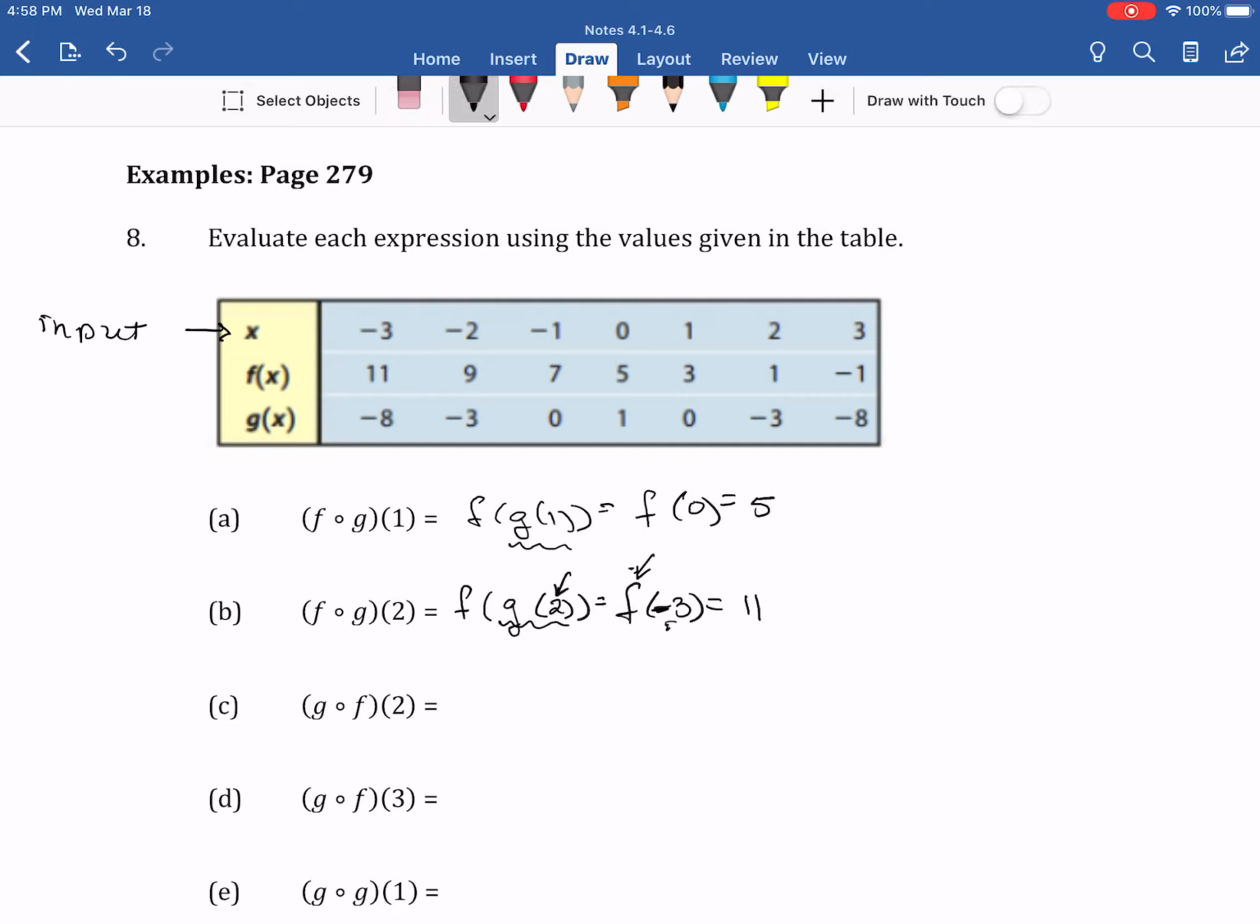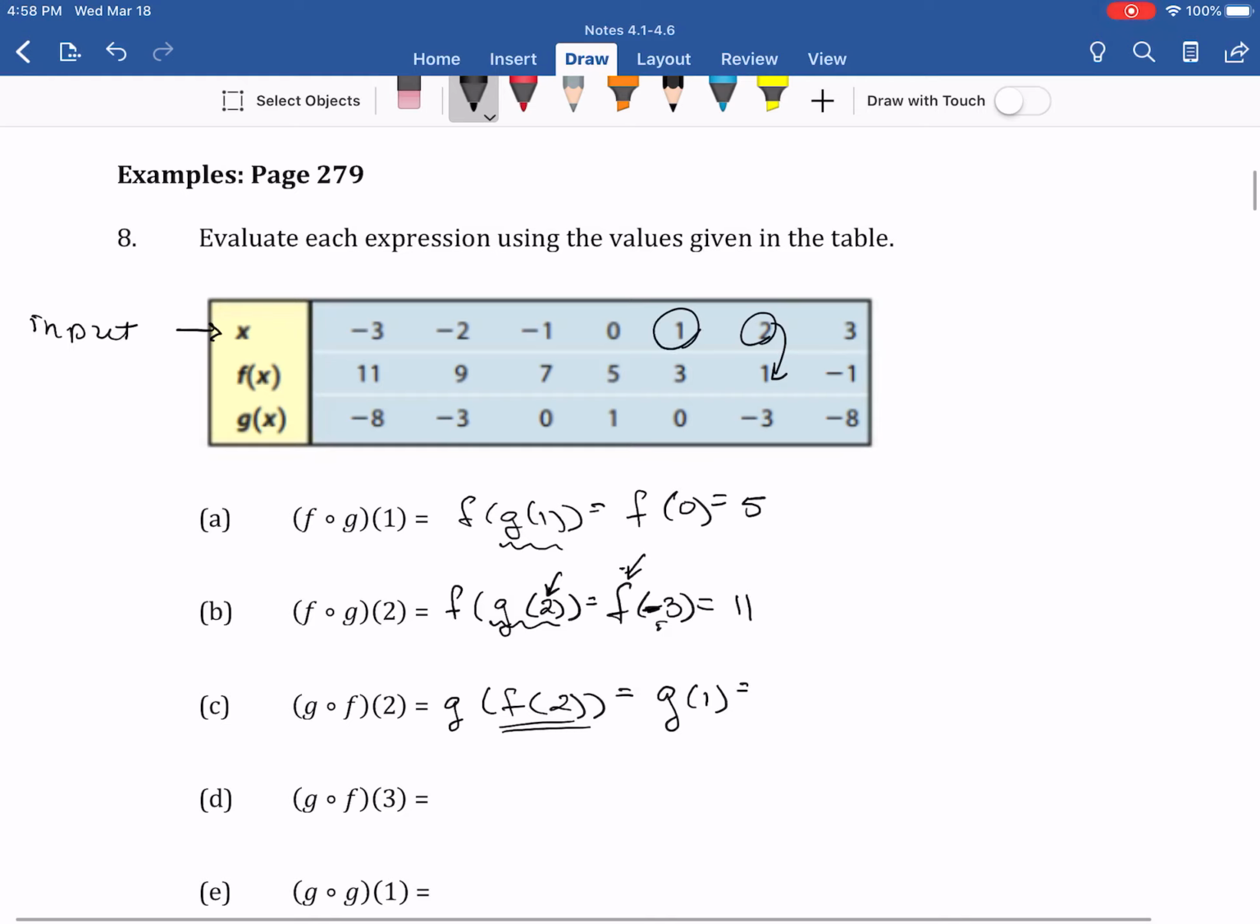All right, example C. We're going to evaluate g of f of 2. This means find g of f of 2. Once again, you work on the inside part first. Locate 2 on the input line. There it is. Put it into function f, which is right below it. The answer you get is 1. All right, now 1 becomes the input. There it is. This goes into function g this time, which is all the way down at the bottom. The output, or your answer, is 0. G of 1 equals 0.